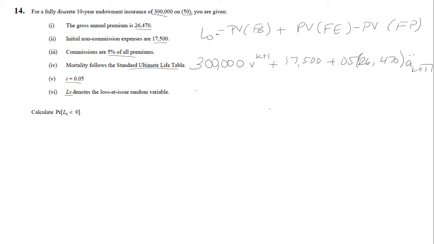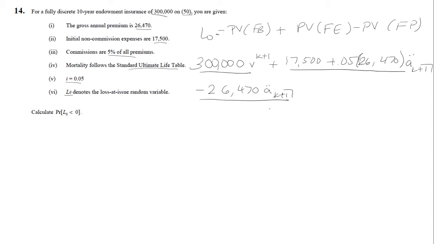And the last is the present value of future premium. Well, premium is $26,470, and then we have the annuity due. All right, so what I have underlined separates the future benefits, future expenses, and future premium.